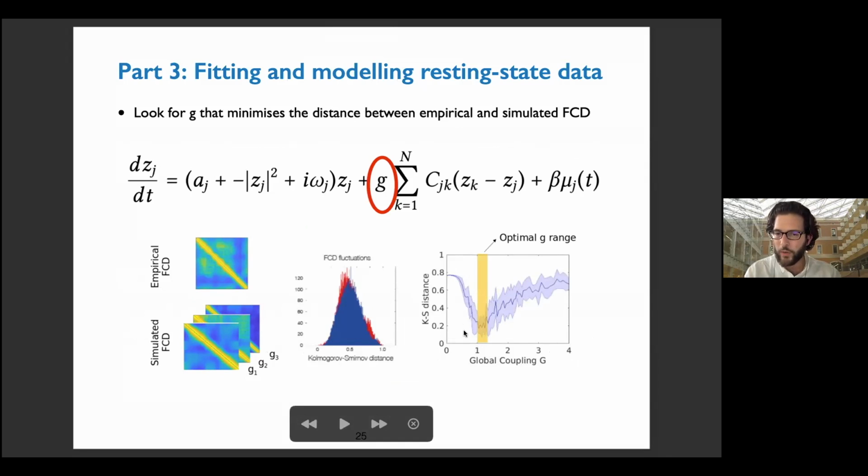And what we see is that when we have a G which is very small, so all nodes are completely isolated from each other, the distance is very large. So the empirical and the simulated FCDs are very different. Now, at some point, there is a range of G values where the simulated FCD resembles the empirical FCD. And then this property is lost again. So this is how we find the G that we were looking for. This is the G that would make our model reproduce this dynamical property, which is the functional connectivity dynamics.